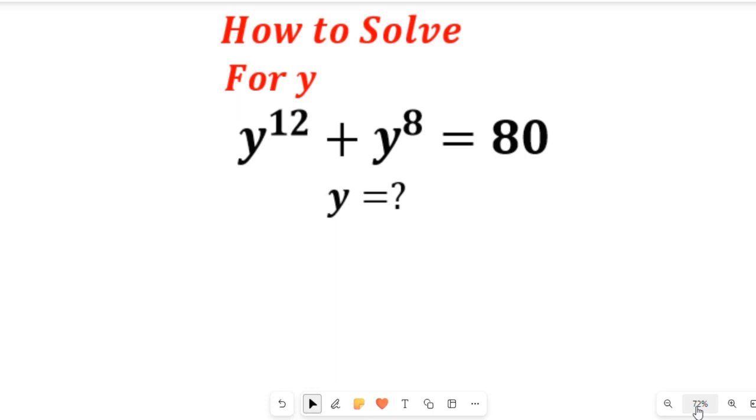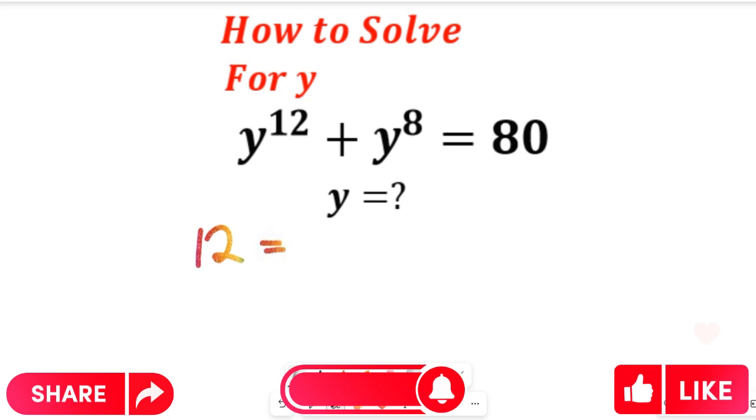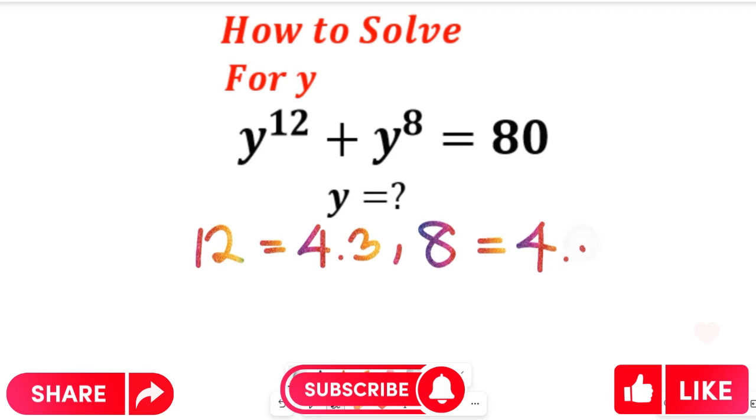Remember, we are to find the real values of y. Now, to find the real value of y, we want you to note these two things. They are going to be beneficial as we go ahead in solving this question. Remember that 12 can be equal to 4 multiplied by 3, right? And then we can have 8 to be equal to 4 multiplied by 2. As for 80, we're going to work on 80 as time goes on.